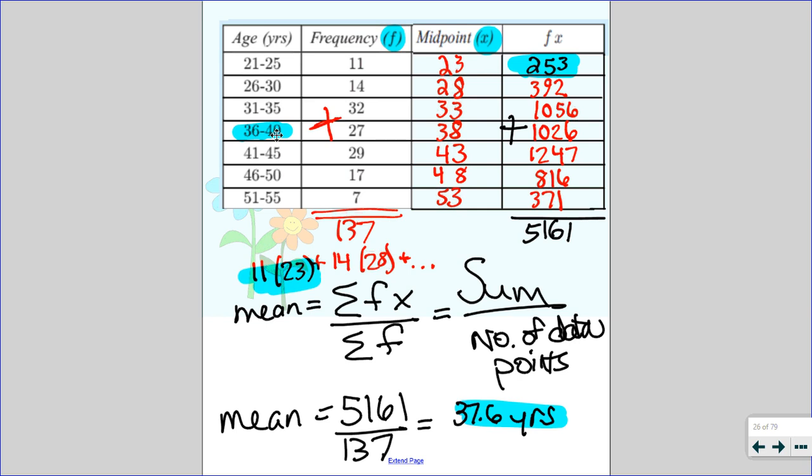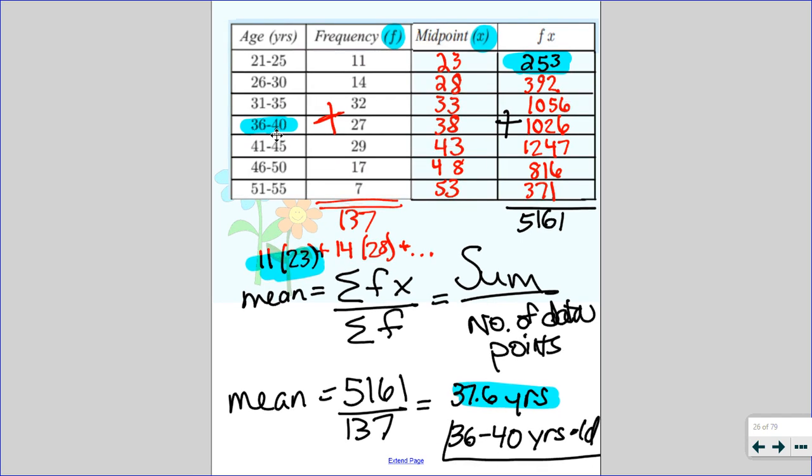So the average age of the people surveyed is in the 36 to 40 years old class. This is the class of people that has the median age. So I'm sorry, the mean age. The mean age is 37.6 years old, which is in this class of people, 36 to 40-year-old. And so that's the average, 37.6 years old. So that's how we do it.